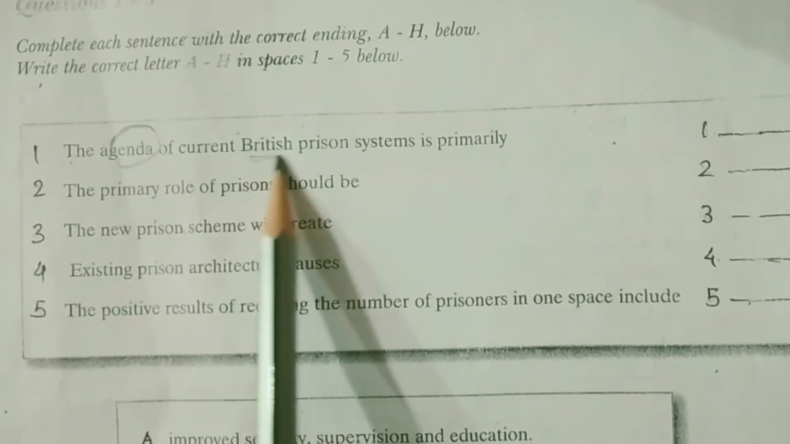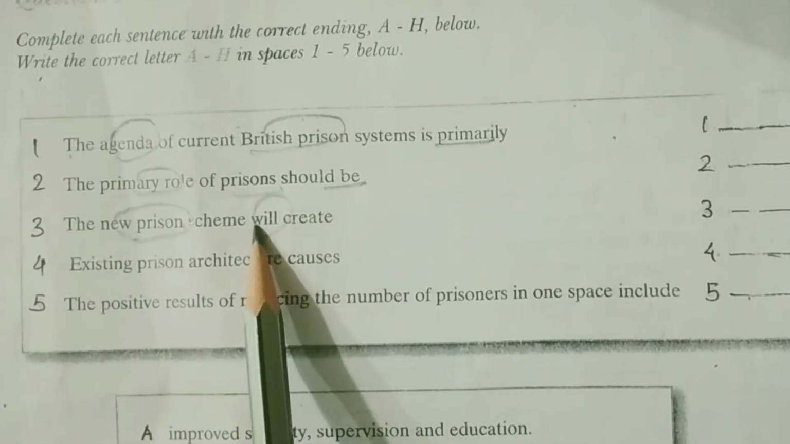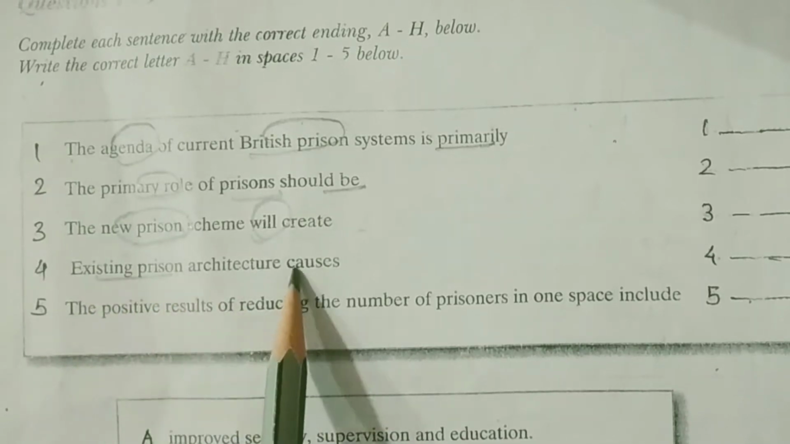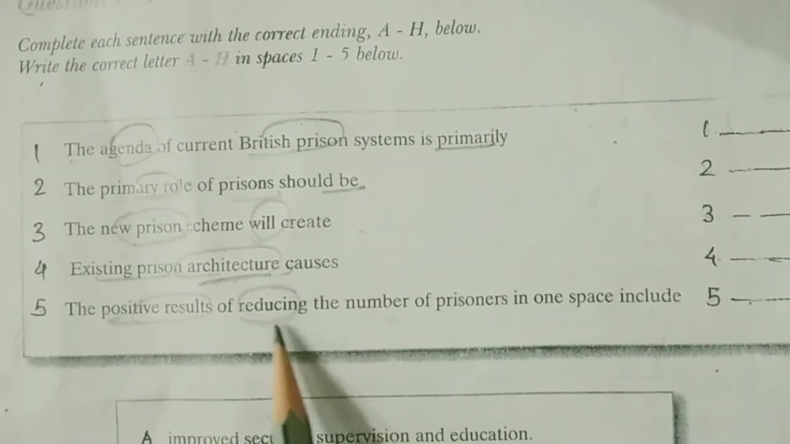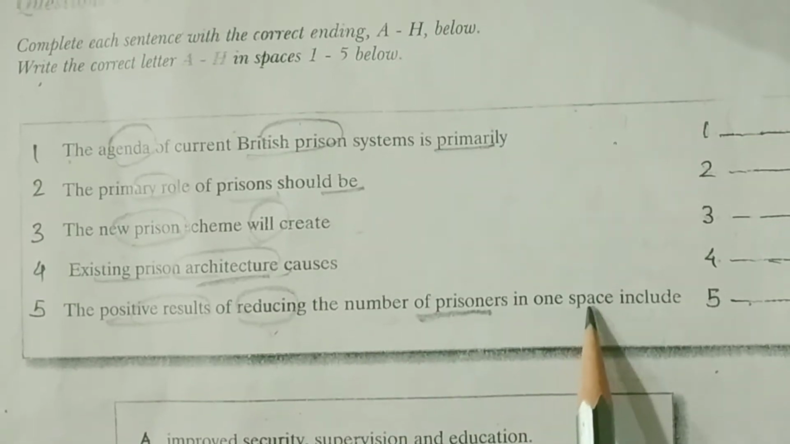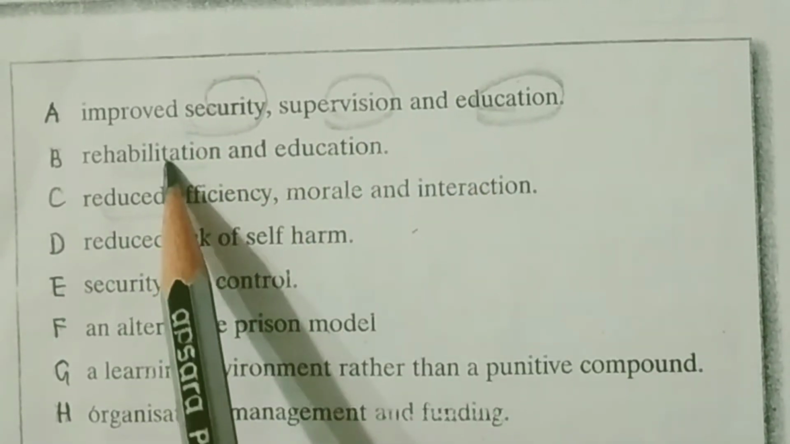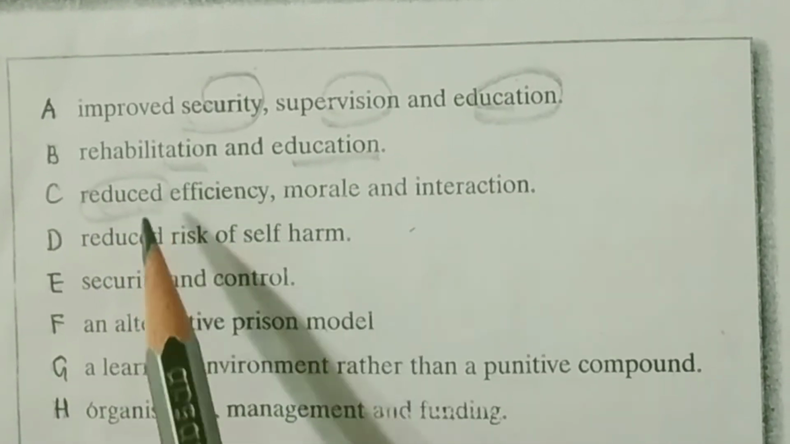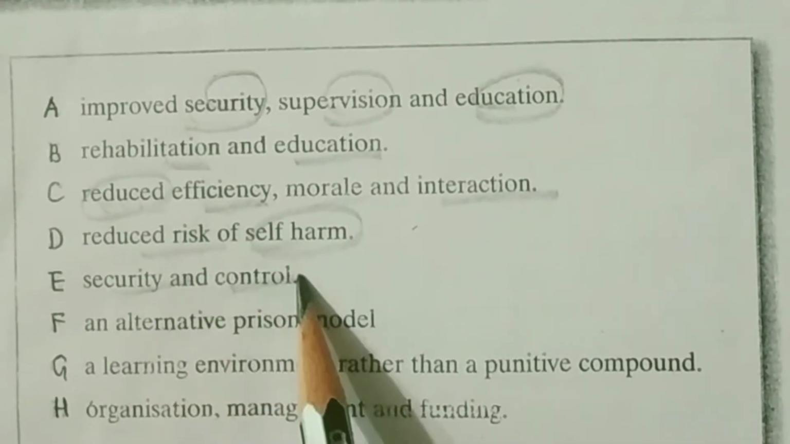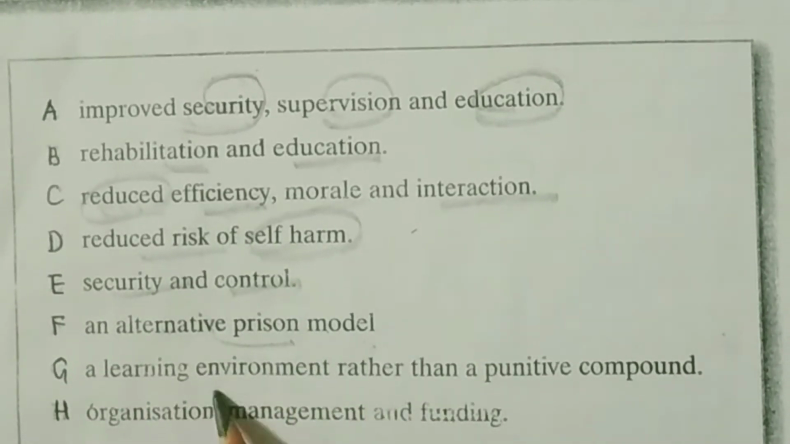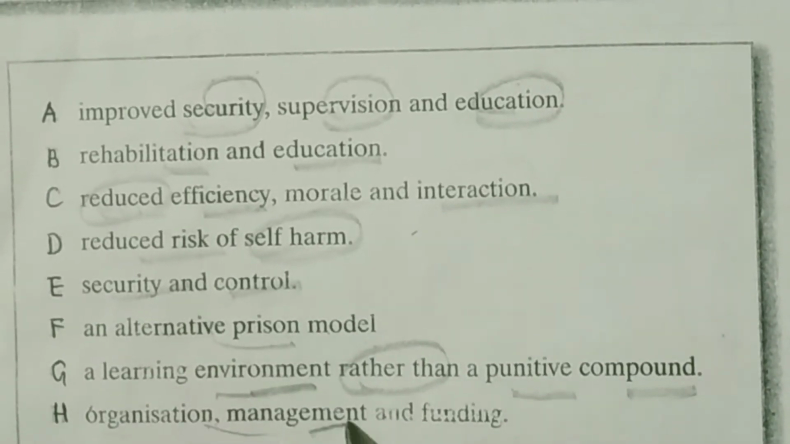The agenda of the British prison system is primarily... The primary role of the prison should be... The new prison scheme will create... Existing prison architecture causes... just mark this word architecture... the positive results of reducing the number of prisoners in one space include... Now the options are: improved security, supervision and education; rehabilitation and education; reduced efficiency, morale and interaction; reduced risk of self-harm; security and control; and alternative prison model, a learning environment rather than, in contrast, punitive; compound; organization, management and funding.